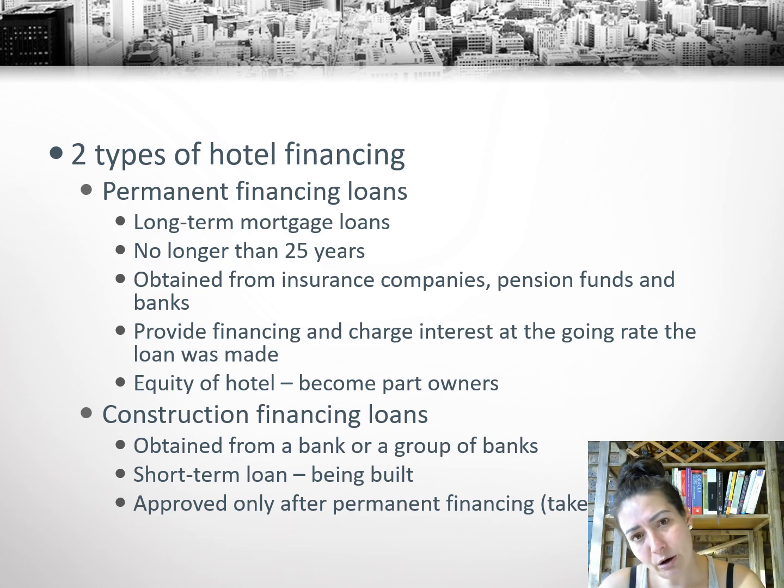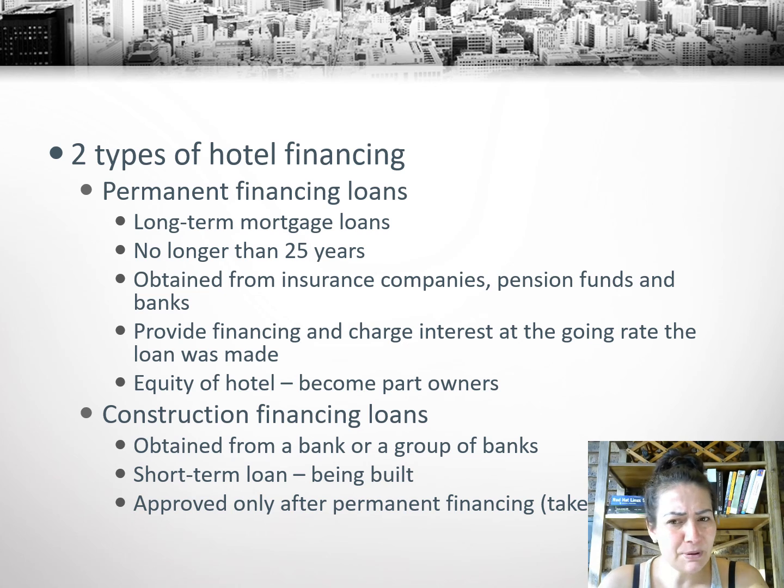Now, in a way they are similar because they are both given by the same people, and they're both a loan. The difference is how long it is. So a permanent financing loan is just it. It literally feels permanent. It's a long-term mortgage loan. Now, in America, they call it a mortgage loan. For us, it's like a home loan. So it's no longer than 25 years. Now, that is very, very long. Okay. Who gives them this loan? Normally, it's insurance companies, pension funds, and banks.